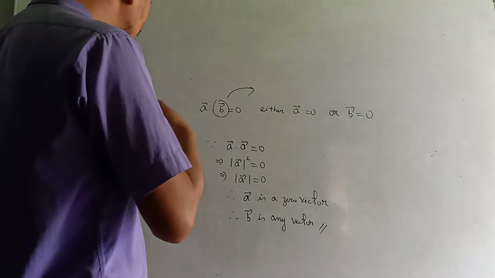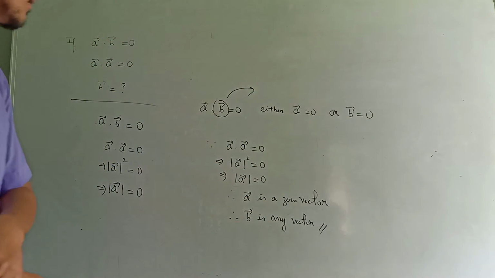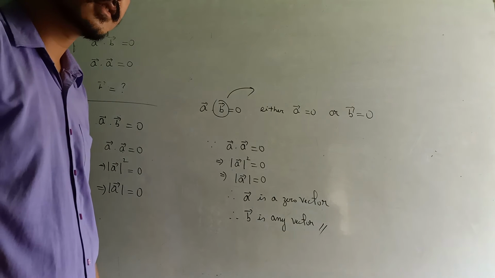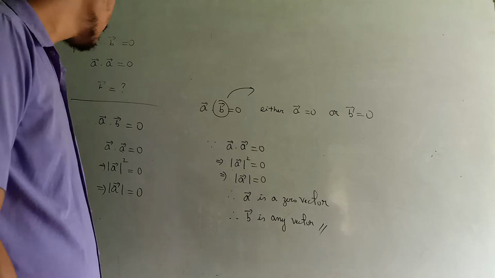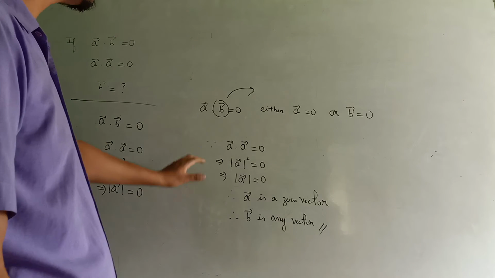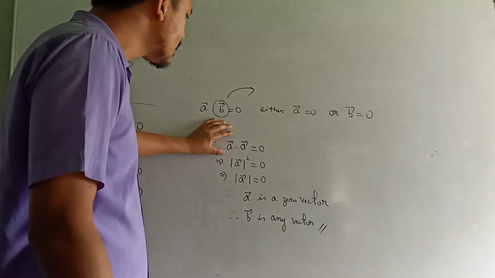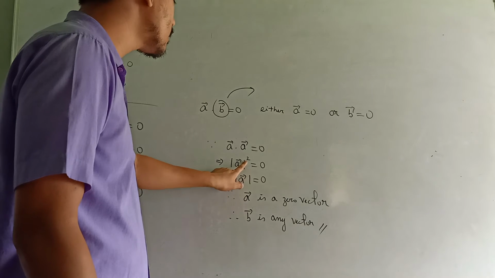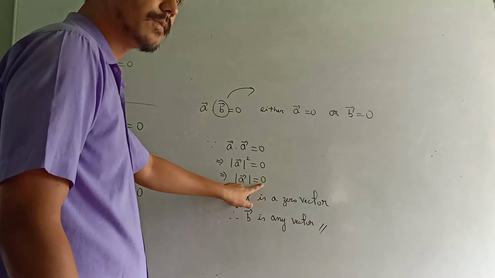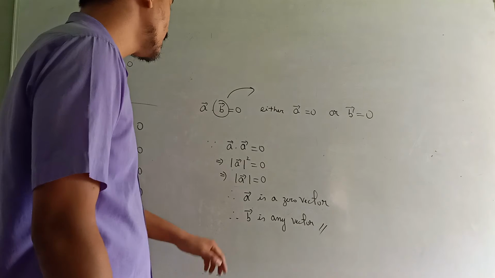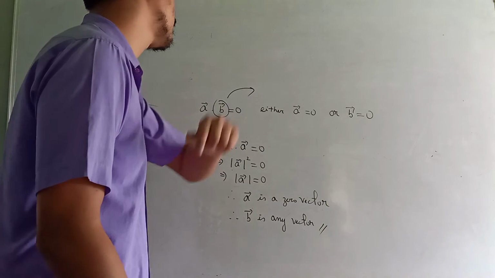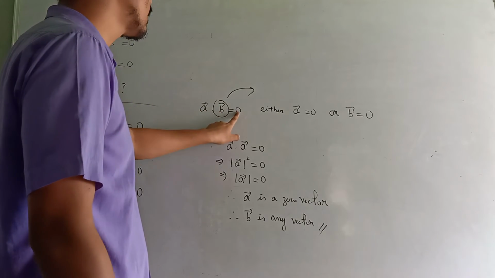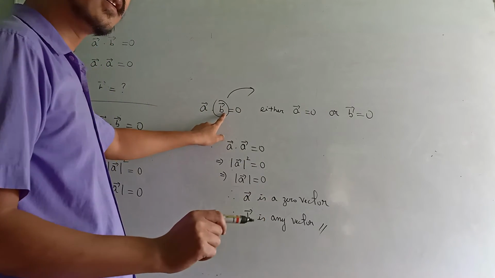Is there anything that you want to ask here? Any confusion? I think there is no confusion. Very obvious now. A dot A is 0, which means magnitude of A square is 0, so definitely magnitude of A is 0. Magnitude of A is 0 means A is a 0 vector. Because of this being 0, their product is 0. That means B is any vector. I think it's very simple.